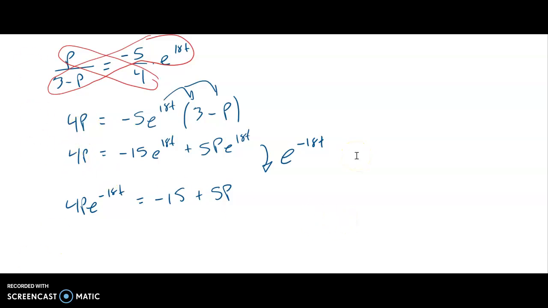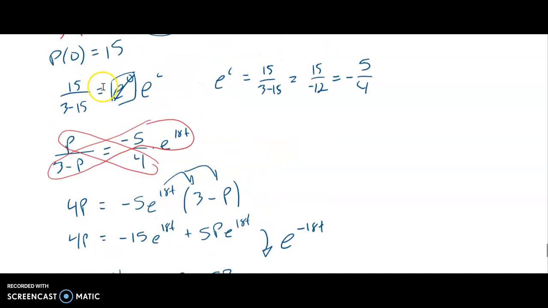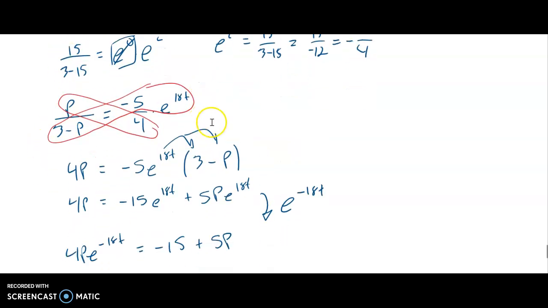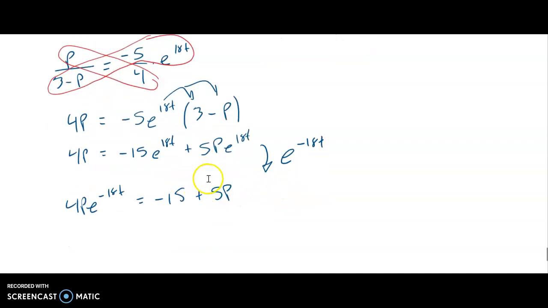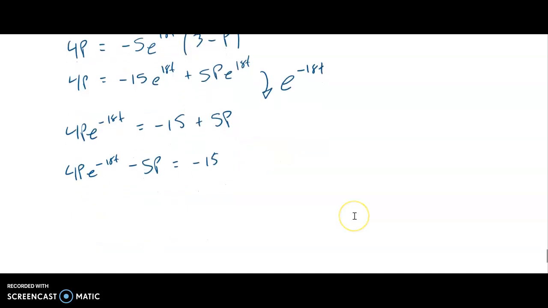So at this point, everything looks a lot more simple than it did up here, or even when we were right here. So remember, our goal is to solve for p of t equals. So I need to move this thing over to the other side. That's going to give me 4p e to the negative 18t minus 5p is equal to negative 15. From here, what I'm going to do is write p, open parentheses, close, equals negative 15.